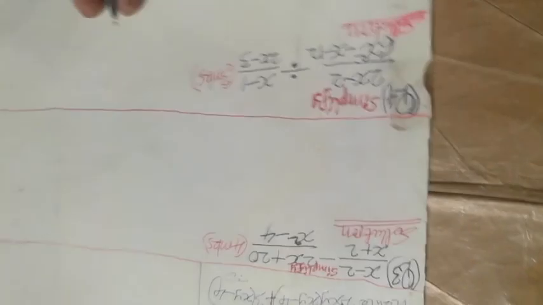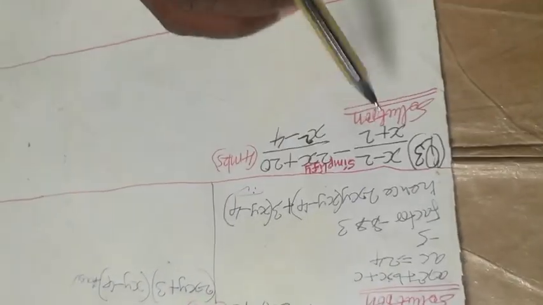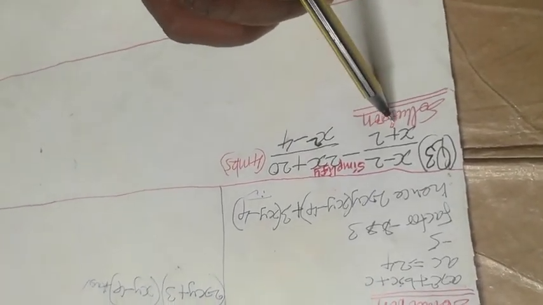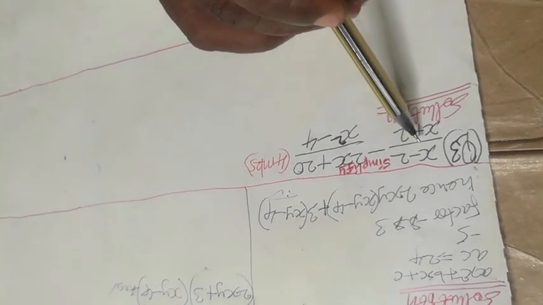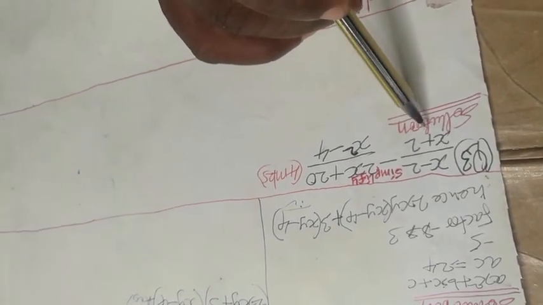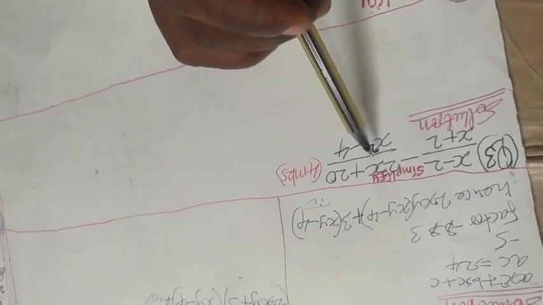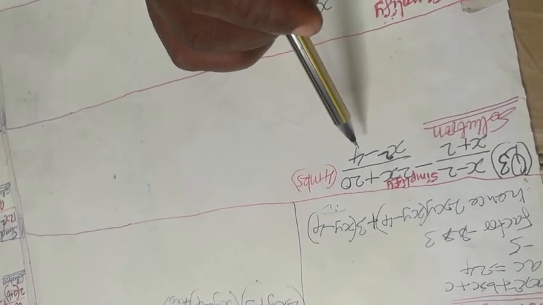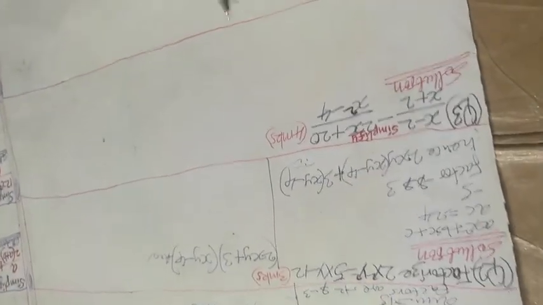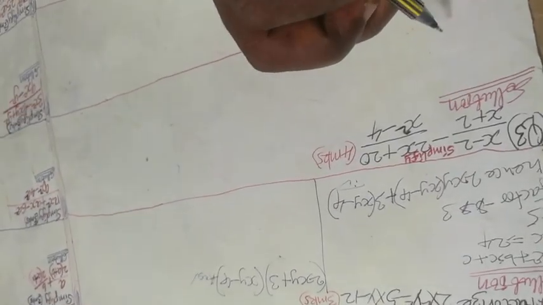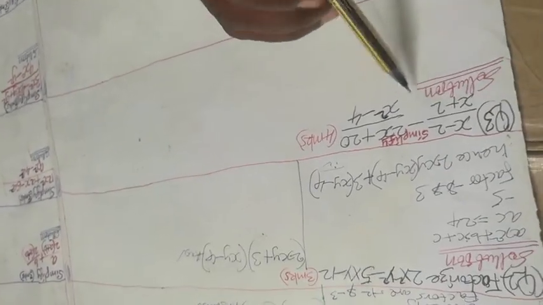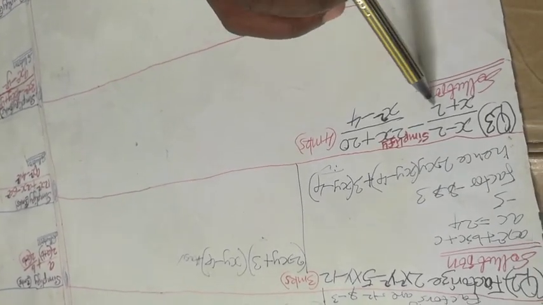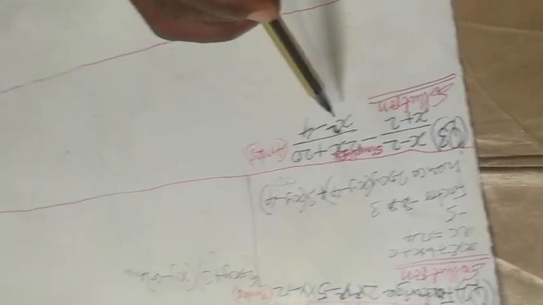Question number 3 states that: x minus y divided by x plus 2, x minus 2 divided by x plus 1 minus 2x plus 20 divided by x squared minus 4. Now here we say solution. We are going to start, because this question is a little bit complicated.